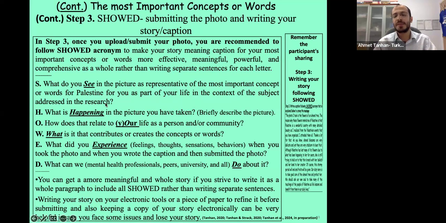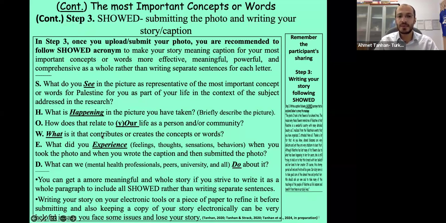So for this presentation, I asked what does Palestine mean to you. Our participants, for the pre-test and post-test, had the same question. They read the SHOWeD acronym and write their story based on this question. What do you see in your picture related to Palestine? H stands for what is happening in the picture you have taken. What's happening in that almond tree? Or how does that relate to you, or to our life as a person or as a community?